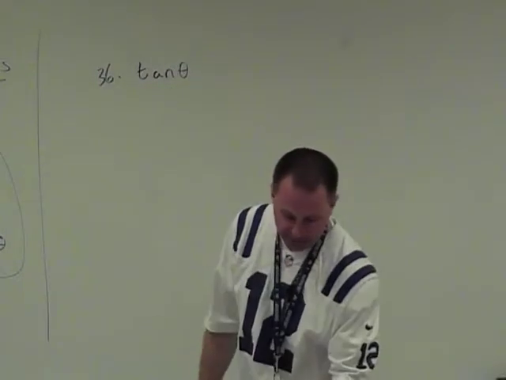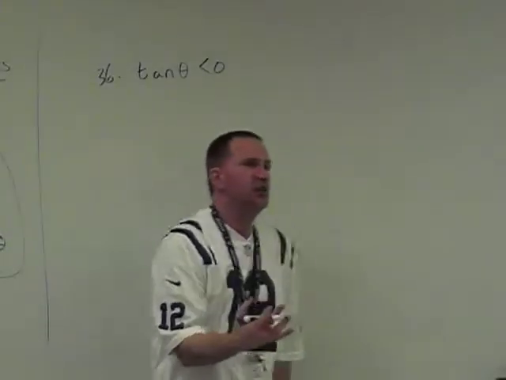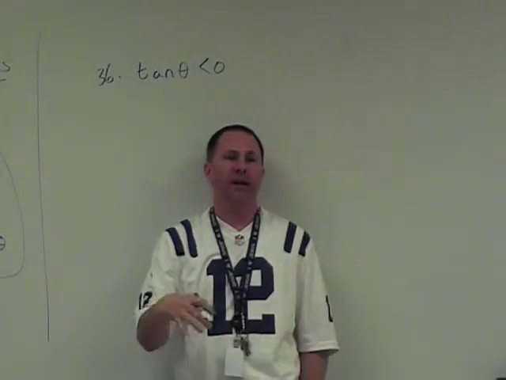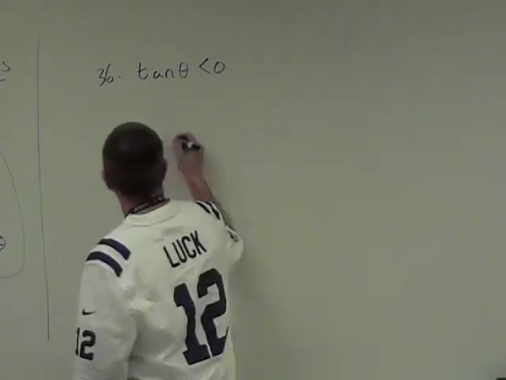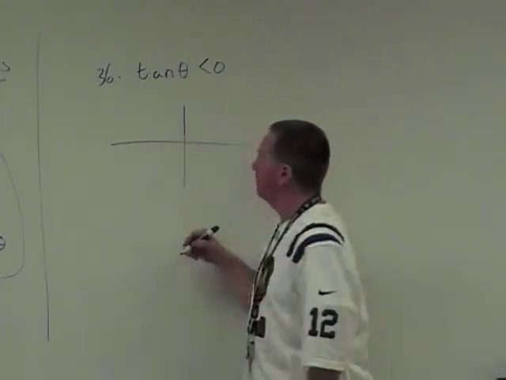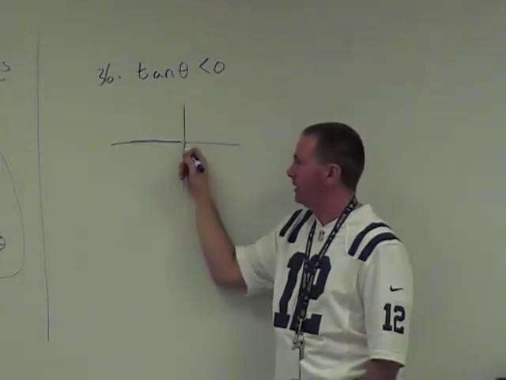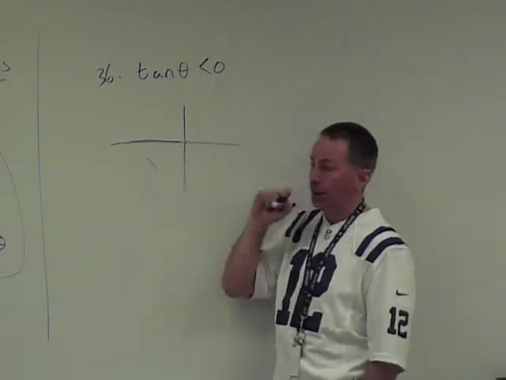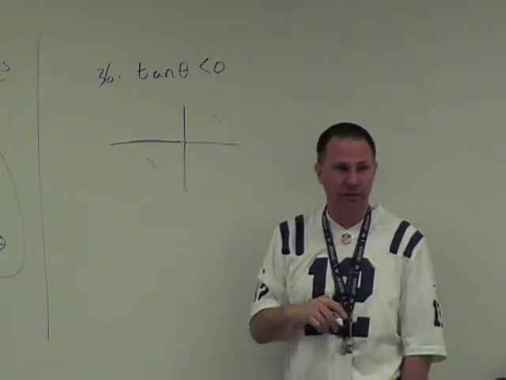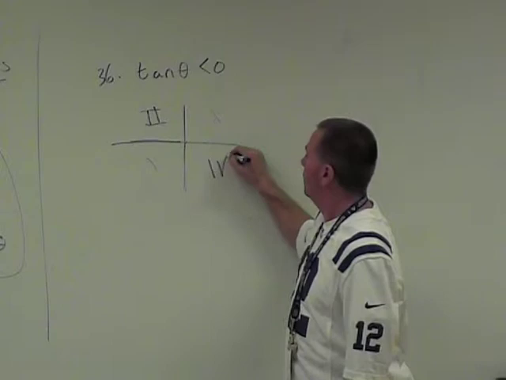The tangent has to be negative. Well, you told me the tangent is y over x. Well, for the tangent to be negative, that means y and x both can't be negative, because if y and x are both negative, it's positive, right? Alright, so in the quadrant, for tangent to be negative, either x is negative or y is negative, but they both can't be. So we're not talking about the third quadrant. And we're definitely not talking about the first quadrant, because everything's positive in the first quadrant. So we're talking about either the second quadrant or the fourth quadrant.